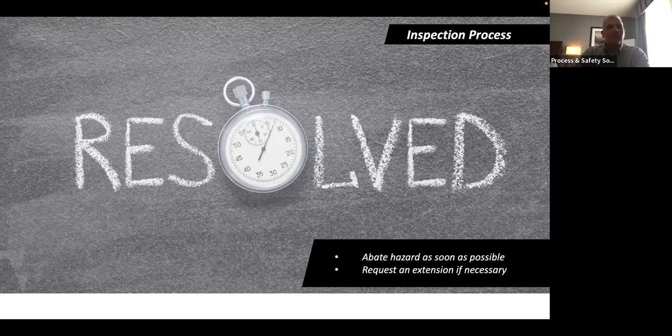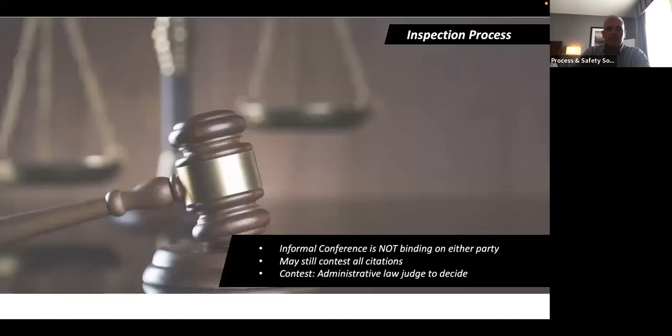Again, abate a hazard as soon as possible. If you see the hazard, and as the compliance officer is walking through your facility they see the hazard, abate it immediately. Again, request an extension if necessary. If you need time to abate something, it takes time, negotiate that or request more time. But be diligent about abating the hazard. If it can be abated quickly, abate it quickly. Don't ask for more time if the abatement requires just an updated procedure or removing a hazard. They're not going to give you a whole lot of time for that.